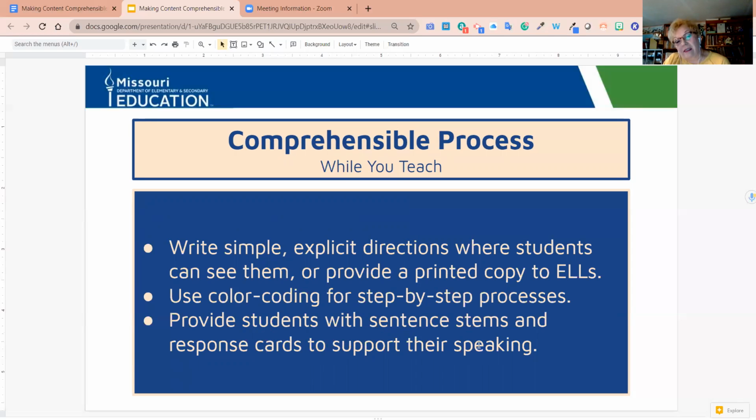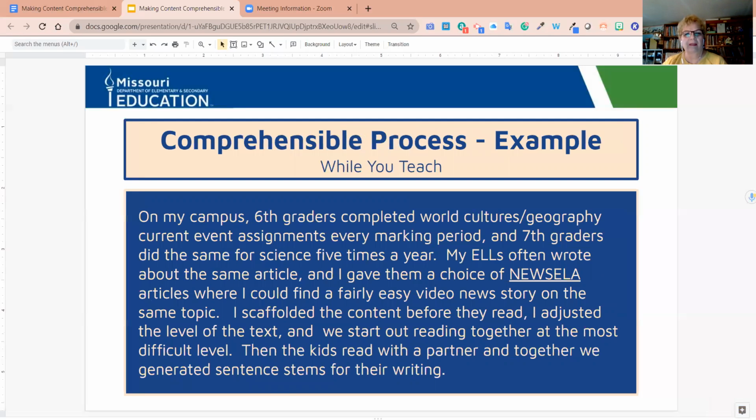And then sentence stems are very important to students, or response cards. So I give my students a card that had the sentence stem of how they should respond, like if we were having a conversation, or even if they're writing, to give them some help in supporting how they're going to write or speak. And then here's an example from the classroom.